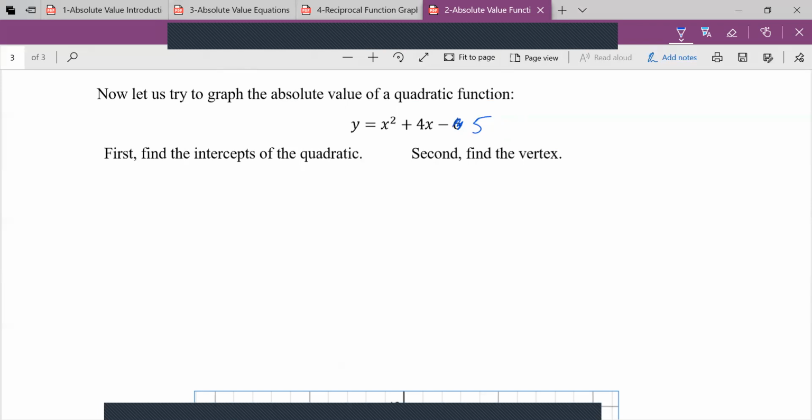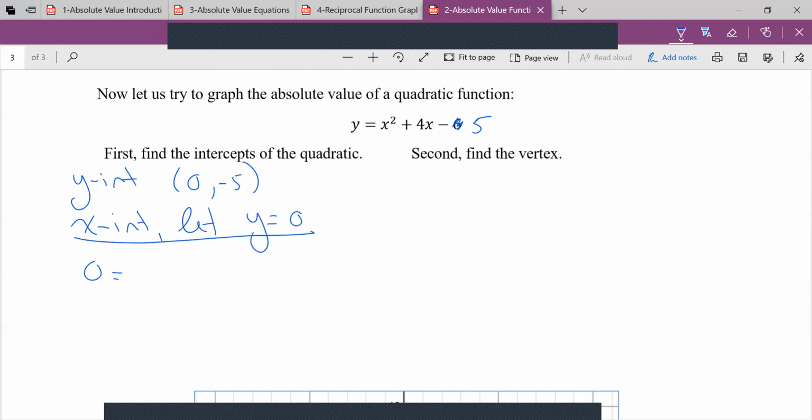Okay, let's pretend we don't have our graphing calculator. So the first thing I always want to do is I want to find the x-intercepts and the y-intercepts for that matter. Okay, y-intercept's easy. It's your constant term. So my y-intercept is at 0, -5. Easy peasy. Okay, x-intercept, well, I know I'm going to let y equal 0.